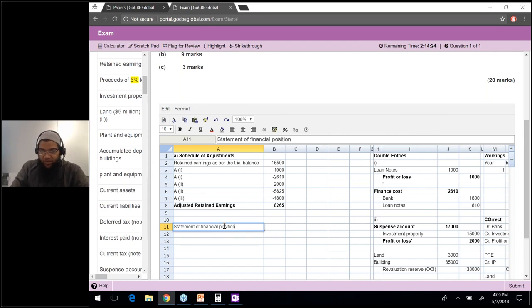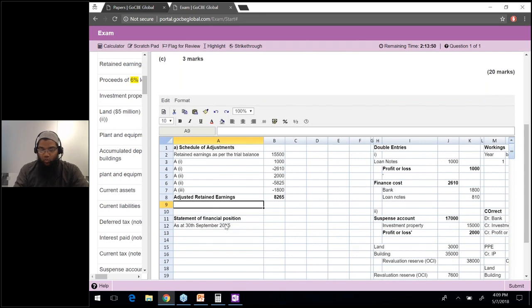Now we will be moving towards the second requirement, statement of financial position, as at 30th September 20x5. Yes, Umaima, this is how you have to solve the question in the exam too. That is why I have solved this in the real exam environment, so that you people can be aware of what information should be given, how it should be given, how you're going to show the workings, everything.